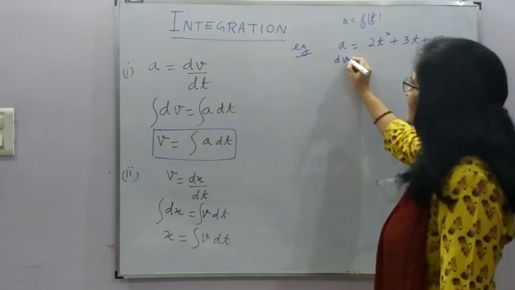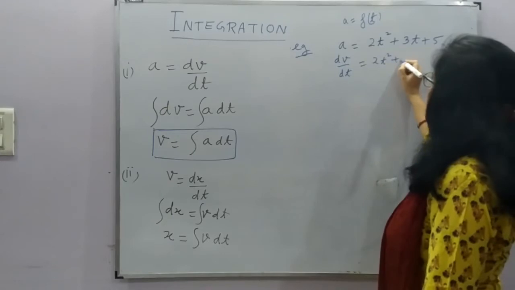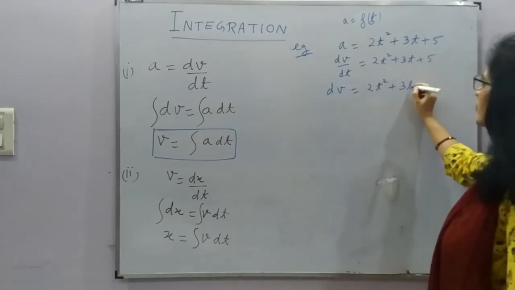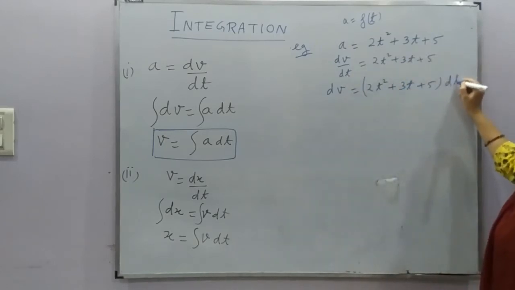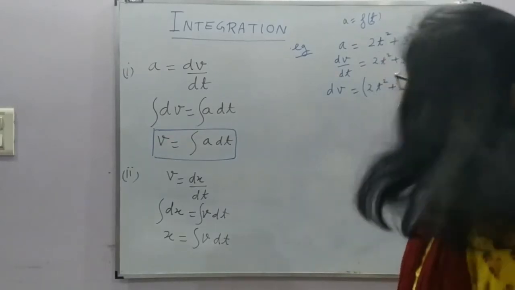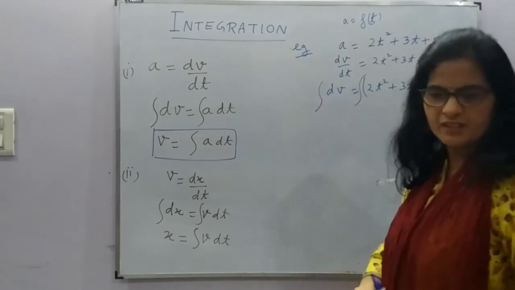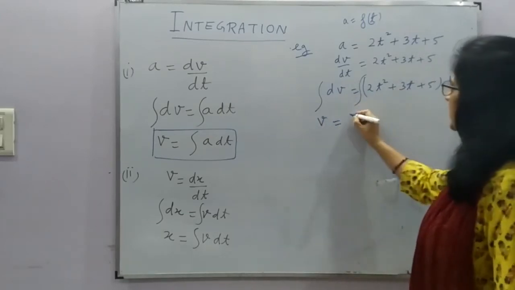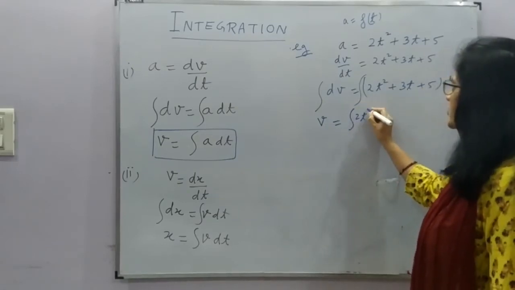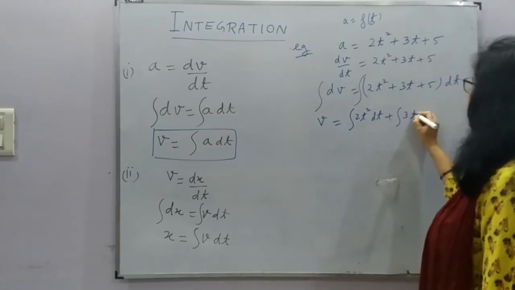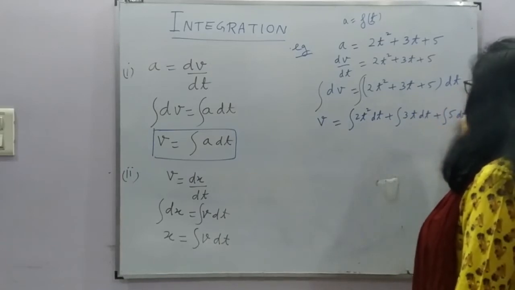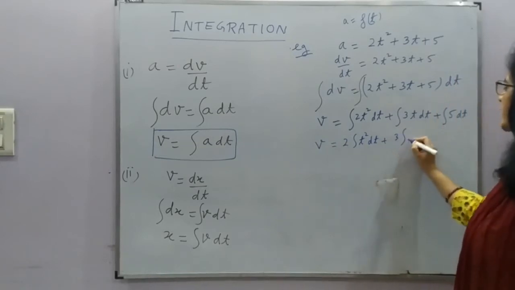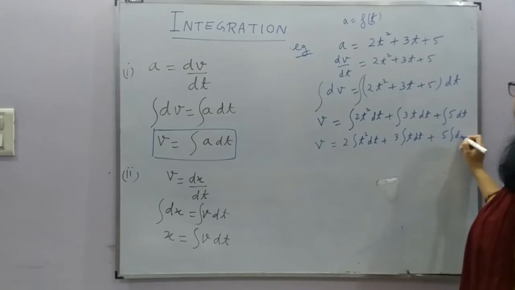So again I can write this like this, dv by dt is equal to 2t square plus 3t plus 5. So this way what will I get? dv is equal to 2t square plus 3t plus 5, times dt. This I am doing by cross multiplication. So on integrating both the sides, left side, what will remain? Integration of dv is v, and this integration is applicable to every term separately. So I am writing integration of 2t square dt plus integration of 3t dt plus integration of 5 dt. So this will give me 2 outside the integration sign, plus 3 outside the integration sign, plus 5 outside the integration sign.